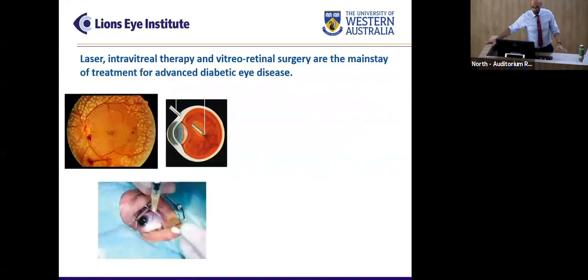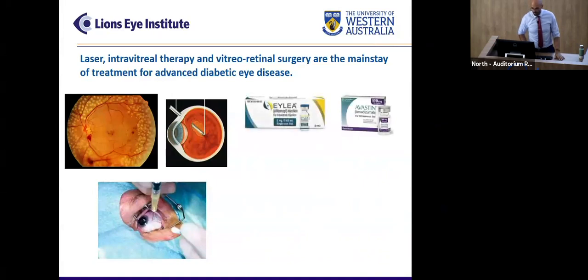And this looks horrible, but actually injecting the eye doesn't hurt at all. We do it all the time. Obviously, we give subconjunctival anesthetic, so people don't feel the needle. But as I mentioned earlier, the injections do need to be repeated fairly frequently. So the average in Australia is 8 injections in the first year, and then it tends to taper off after that. The injections tend to be for diabetic macular edema, but they do have a role in proliferative diabetic retinopathy as well. So just remember anti-VEGF and steroid injections for more advanced diabetic eye disease.